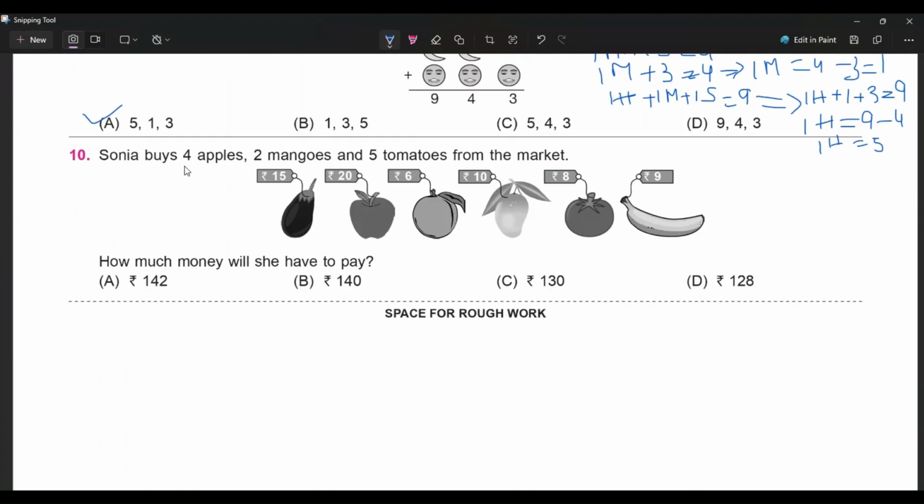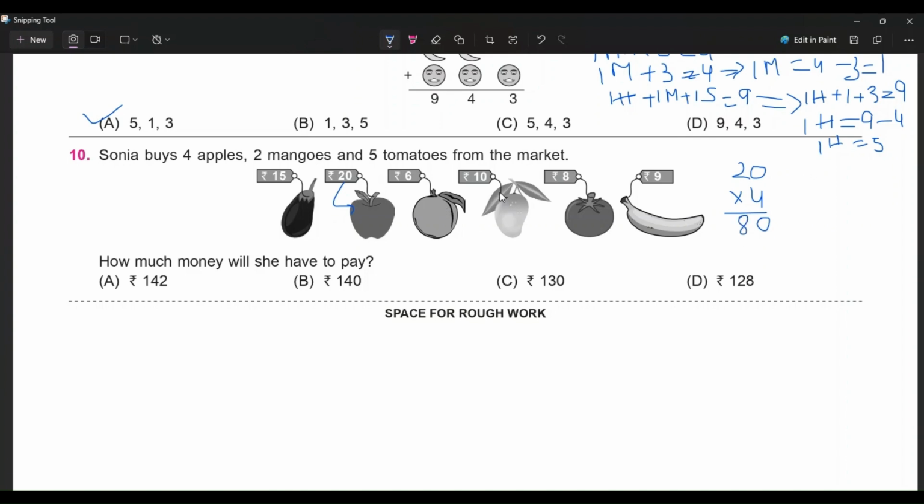10th question, Sonia buys 4 apples, 2 mangoes and 5 tomatoes from the market. So 1 brinjal cost is 15 rupees, 1 apple cost is 20 rupees, 1 orange cost is 6 rupees, 1 mango cost is 10 rupees, 1 tomato cost is 8 rupees, 1 banana cost is 9 rupees. So what has she bought? She has bought 4 apples. So 1 apple cost is 20 rupees. So 20 into 4, 80.